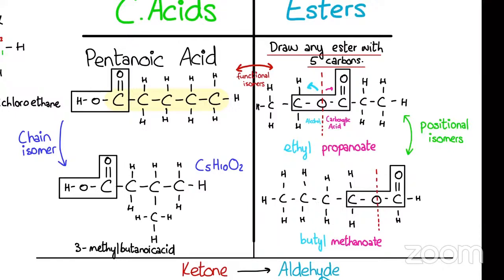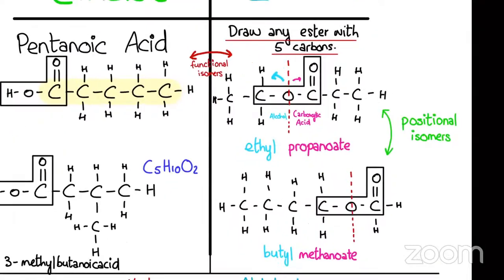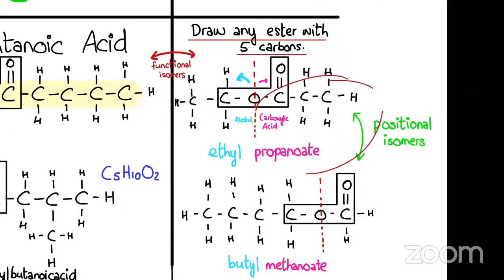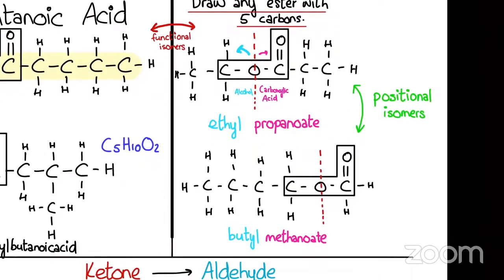So in the first one, two carbons came from the alcohol, as can be seen here, ethyl, and 3 carbons came from the carboxylic acid. So that was called ethyl propanoate. But then another ester with 5 carbons was when we gave 4 carbons from the alcohol and just 1 from the carboxylic acid, which again is perfectly fine. And that gave us butyl methanoate. Both ethyl propanoate and butyl methanoate are actually functional isomers of pentanoic acid.